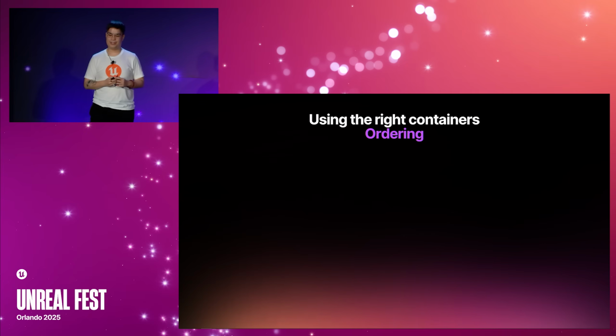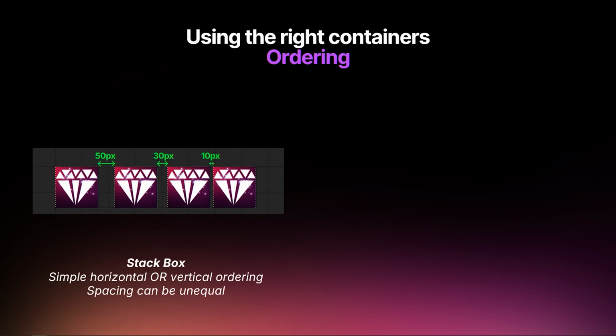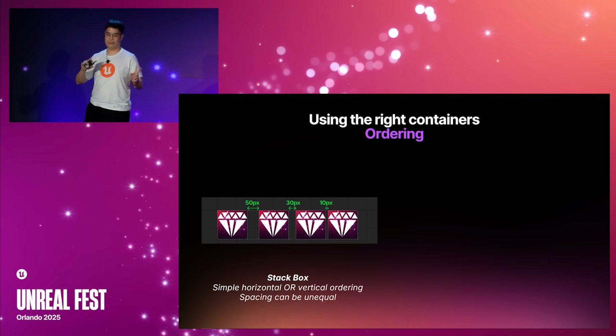Let's talk about ordering. Another really common use case in creating a UI is that I want to start ordering my widgets either in a grid, or I want to make it left to right, top to bottom, and whatnot. We've talked about stack boxes. It lets you do really basic, simple, vertical ordering, right? One thing I didn't mention about stack boxes is that the spacing between the elements inside a stack box can be unequal. And so I've set a spacing between the first 2 to be 50 pixels, and then 30 pixels, and then 10.